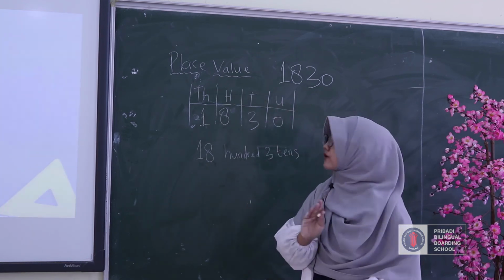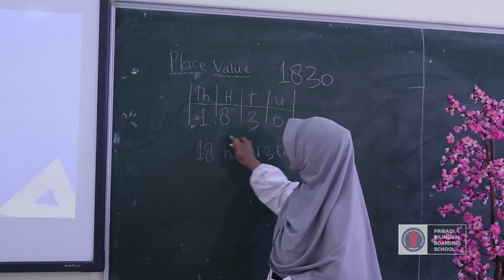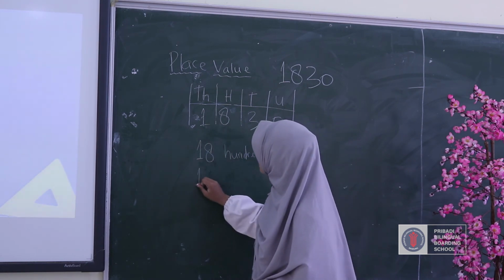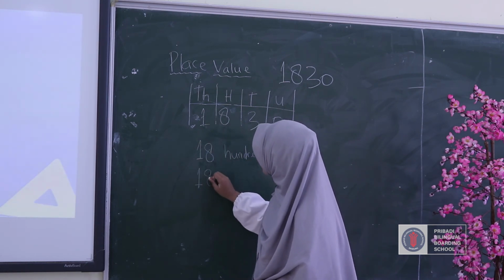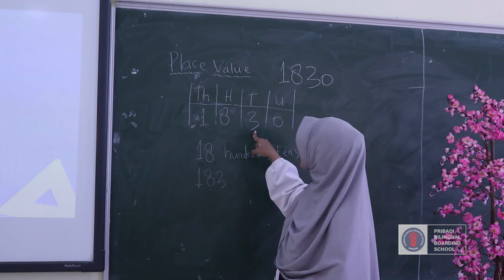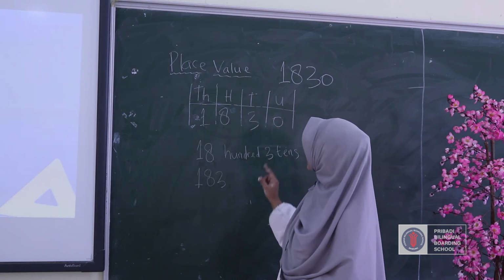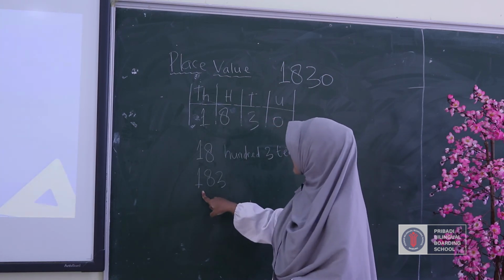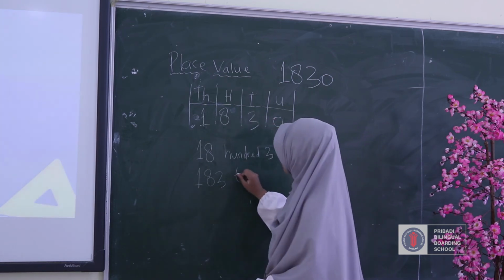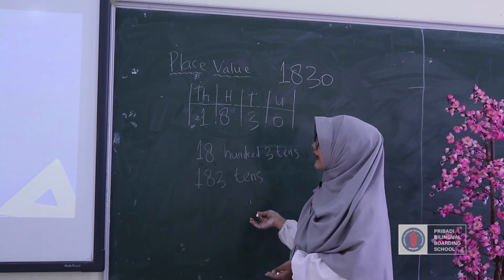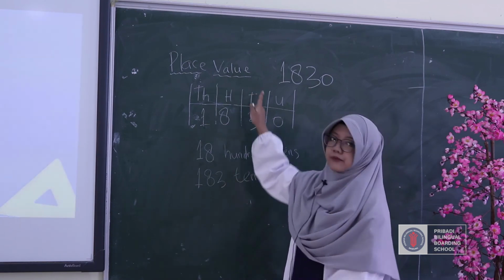Or maybe we can also do something like this. We can put all these 3 numbers together, become 183, because 3 stops in the tens box, I mean, we can put it like 183 tens. Well, it's up to you. It's just another way to describe this number, okay?